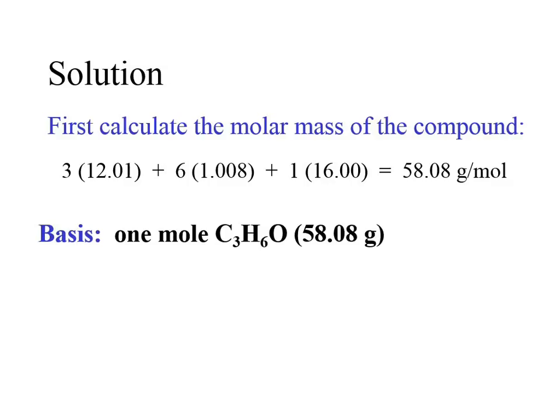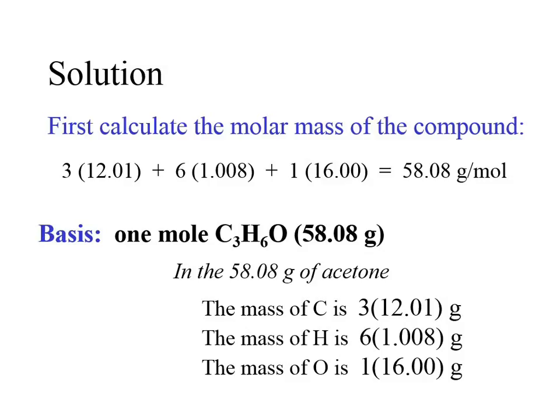Then if you take as your basis that 1 mole of compound, the mass brought by carbon is 3 times the decimal number for carbon. The mass brought by hydrogen is 6 times the decimal number for hydrogen. And the mass brought by oxygen is 1 times the decimal number for oxygen. So those are the relative masses in 1 mole of compound.